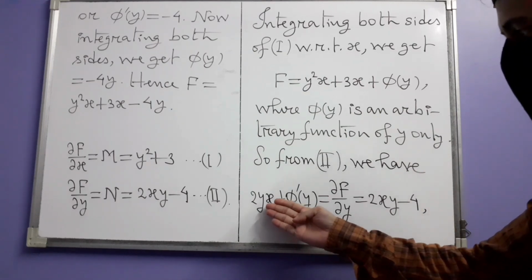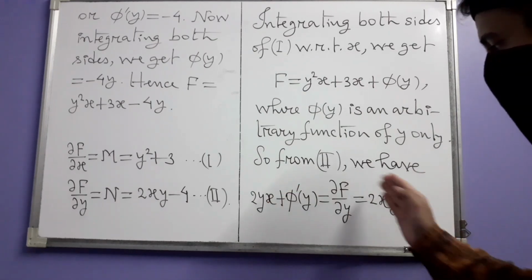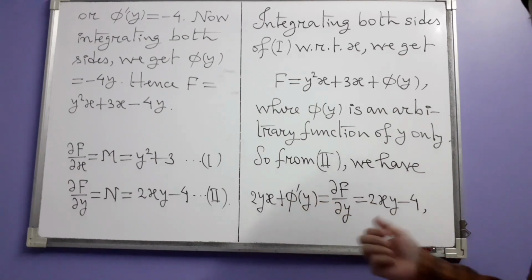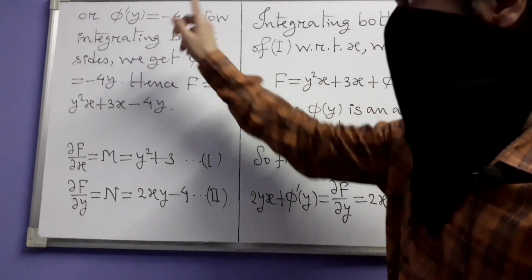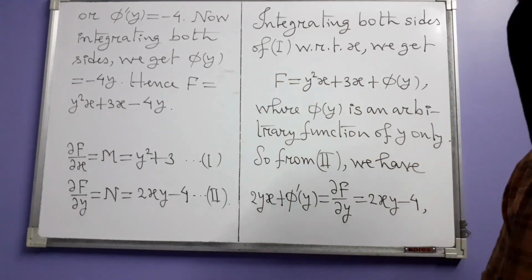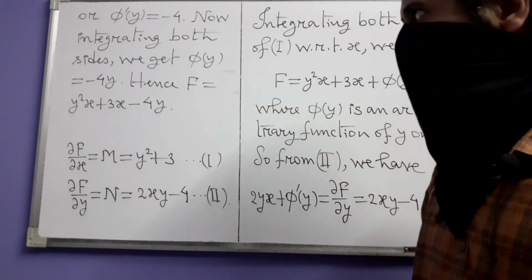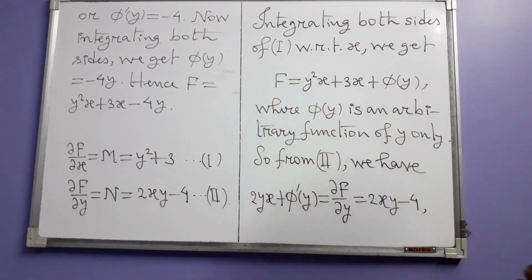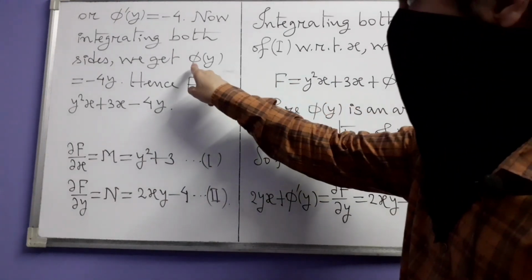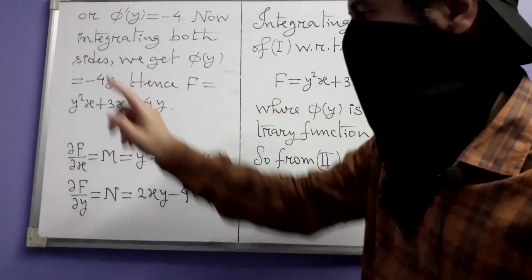So then you notice that you can cancel 2xy, 2yx, same thing from both sides, and that way you are going to get this. Phi prime of y is equal to minus 4. And now you can integrate both sides, of course with respect to y, because x is not there in the picture anymore. And that way you will get phi of y equal to minus 4y.